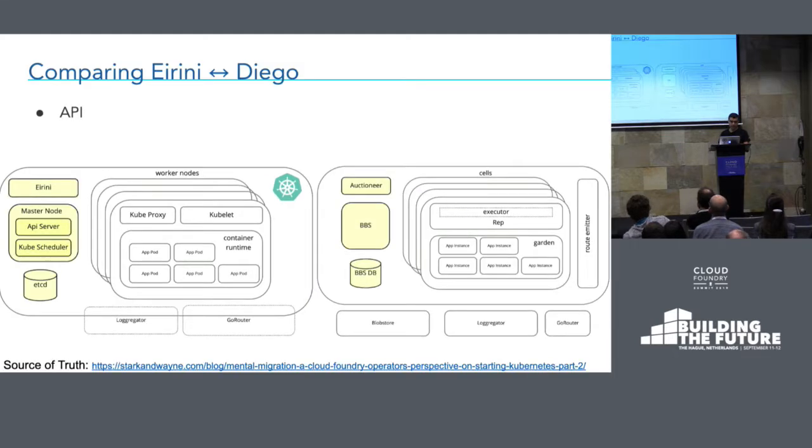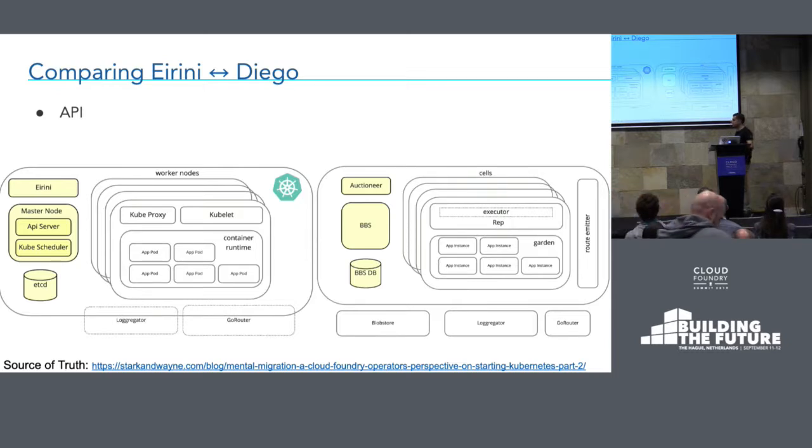So first of all, the APIs. As I mentioned, for Diego, we have auctioneer, BBS, and the BBS database. And BBS essentially is the API for the container scheduler and for the runtime of Cloud Foundry. For Eirini, we have, of course, the Eirini component, which serves similar to BBS as the entry point to the scheduler. Then we have the API server and the Kube scheduler that are responsible for actually scheduling the running of application instances. And we have etcd as the database store.